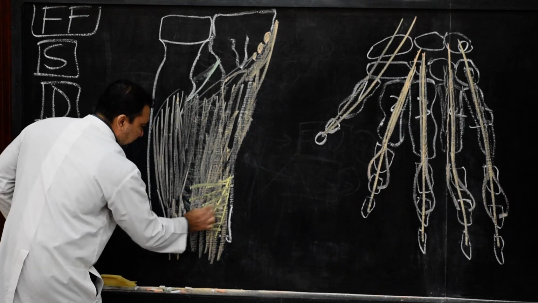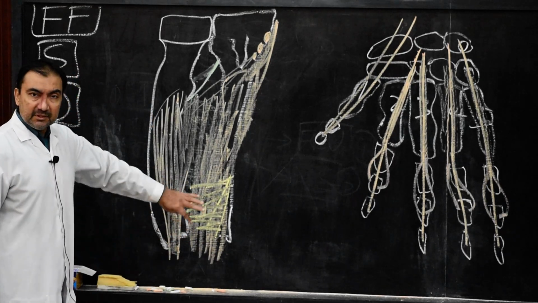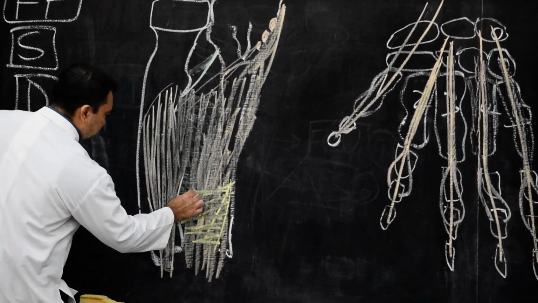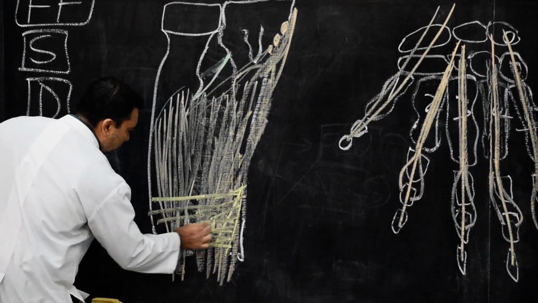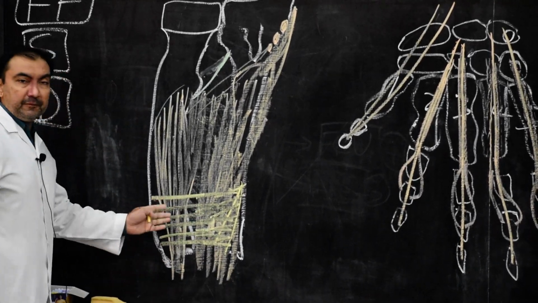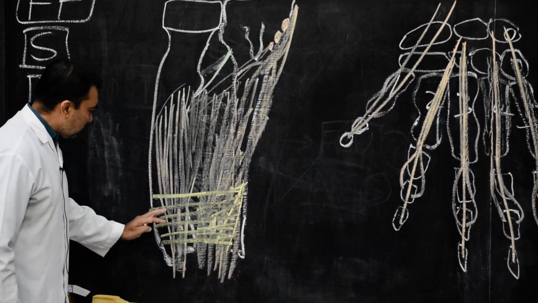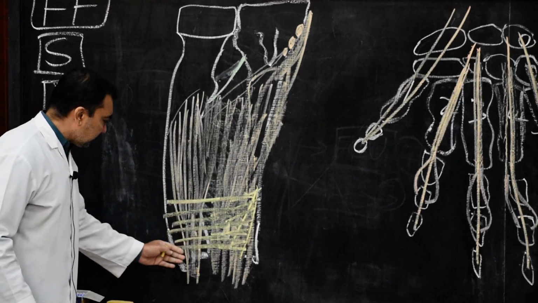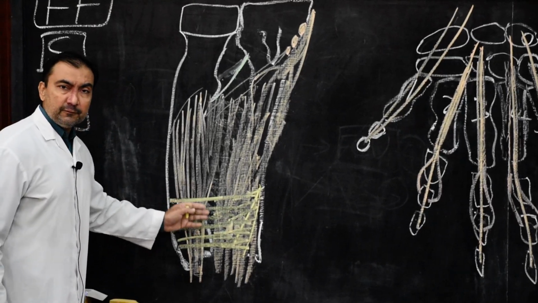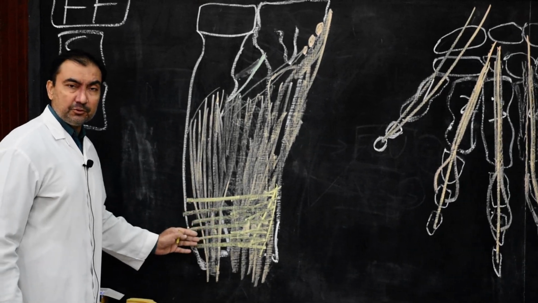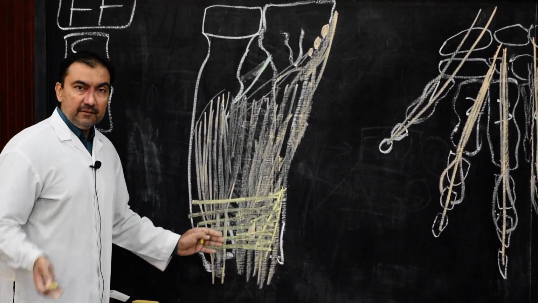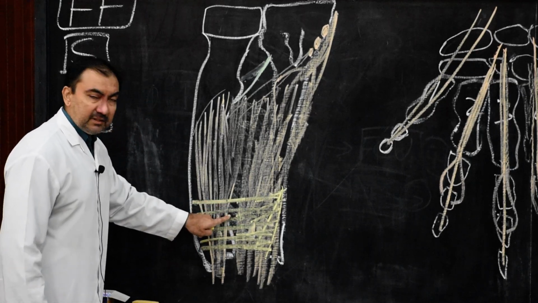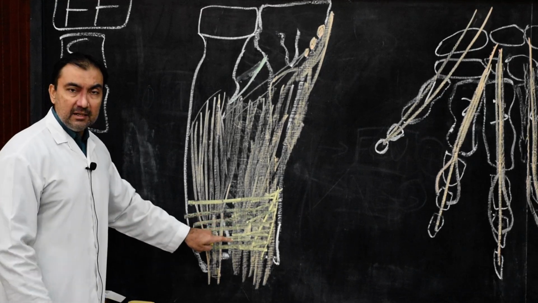And the fibers are passing transversely towards the radius. As they pass transversely towards the radius, they are divided into two groups. What are those two groups? Superficial and deep. The superficial group will be inserted in the lower 1/4 of the anterior surface of the radius. Where will the deep fibers go? The deep fibers will be inserted across the triangular area just above the ulnar notch.